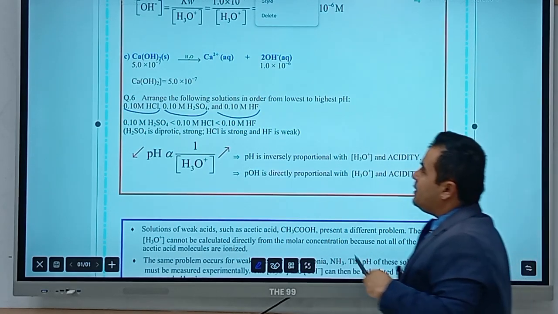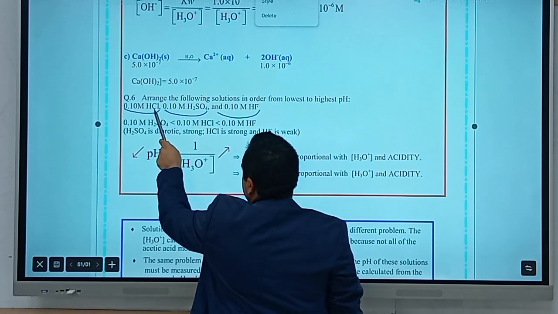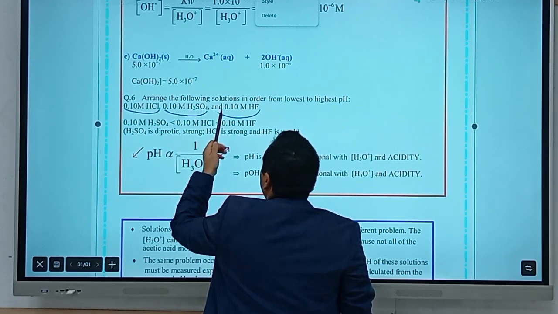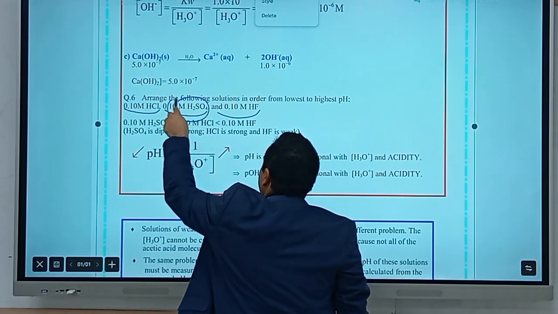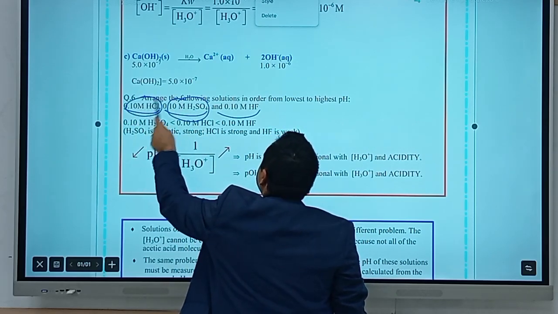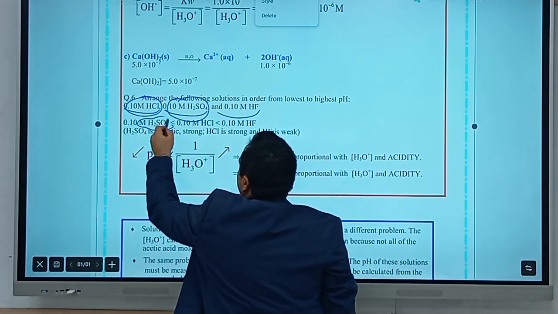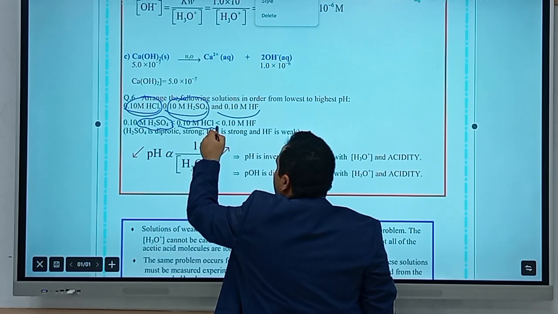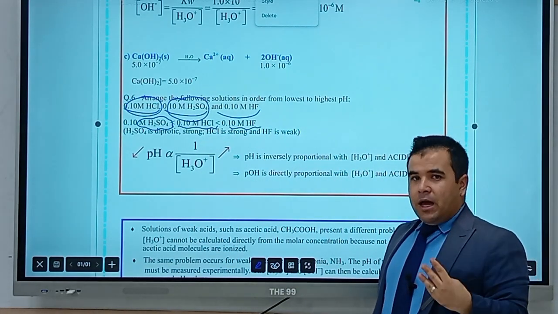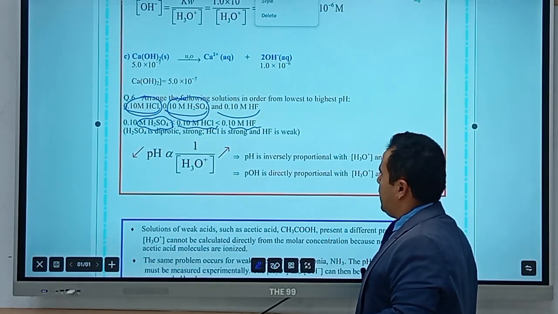Guys, you know that HCl produces 1 hydronium, as it is a complete strong acid, but H2SO4 produces 2 hydronium per molecule. So the pH of this is lower than HCl, and then HCl is lower than HF. So the sequence is what? H2SO4 lower than HCl, and then HCl lower than HF. HF has the higher pH than the others. H2SO4 has the least pH.